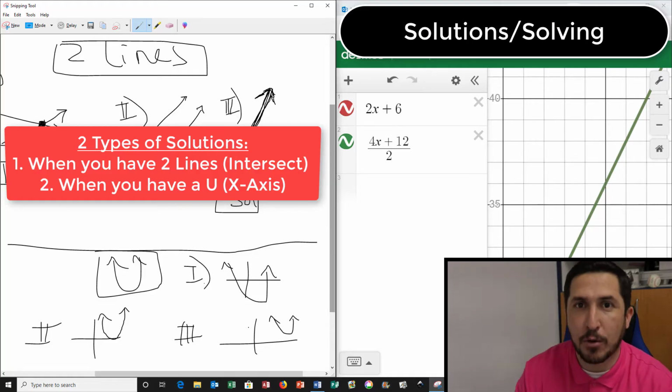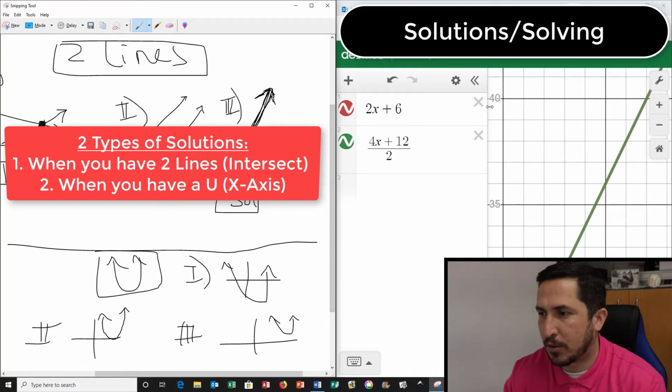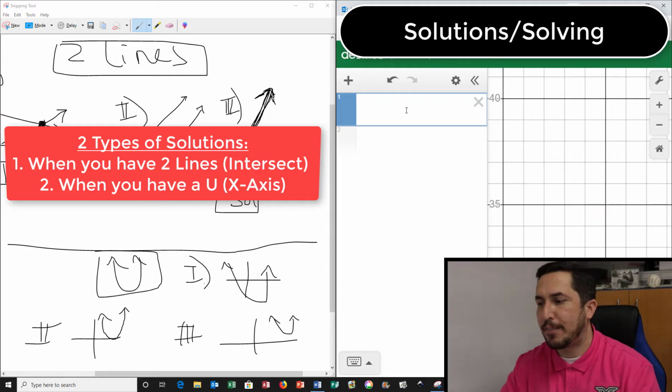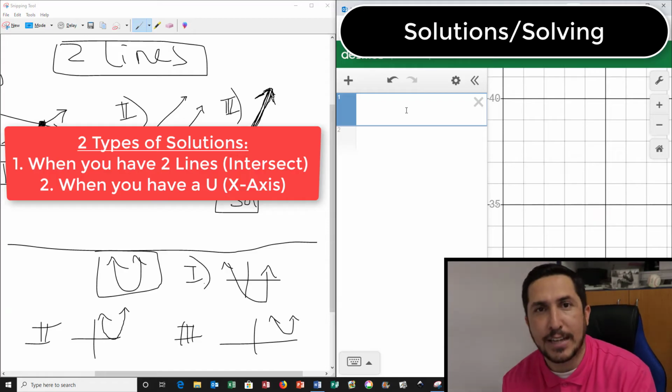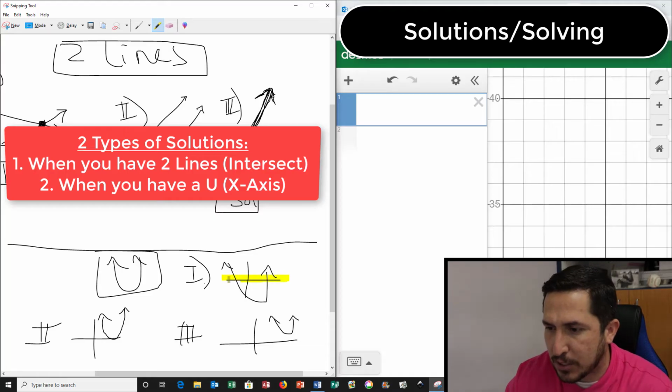Whenever you have a U on the grid, you can't go where there's 2 lines touching each other because it's different. There are no 2 lines on the grid. Whenever you have a U on the graph, you go where the U touches the x-axis. So here's the x-axis right here.